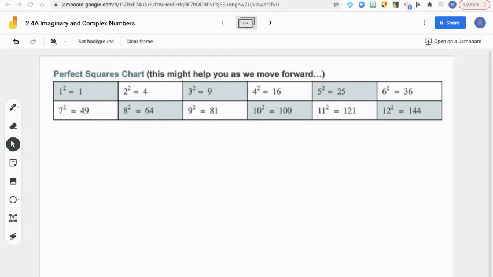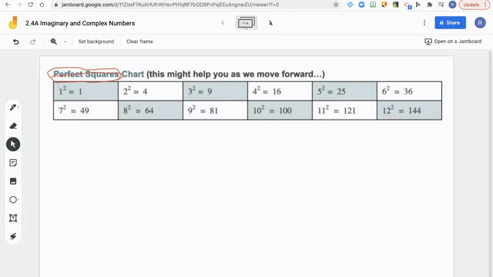Now remember, a perfect square means that it is a square of a number. So, for example, 1 squared is equal to 1, 2 squared is equal to 4, 3 squared is 9, and so on and so forth. But it'll be really helpful to have these written down so that you can look at them often.